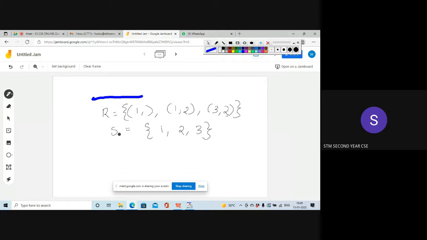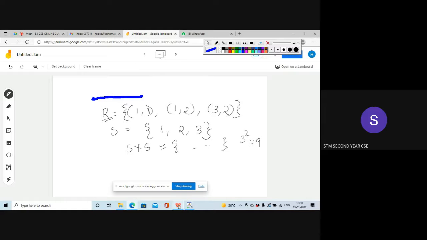So this is our set S, and we have a relation defined on this set S, and the relation is directly given. That is, the ordered pairs are directly given. We needn't find the cross product S cross S, which would include 3 squared, that is 9 elements. Out of that, in the relation I had taken only 3 ordered pairs, that is (1,1), (1,2) and (3,2). So let us see how this relation can be represented using the first method.